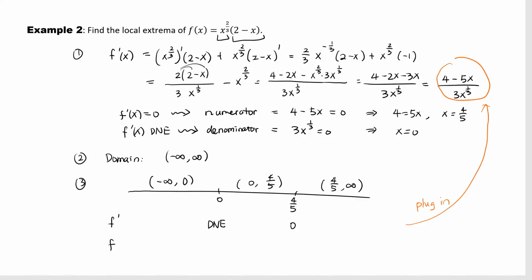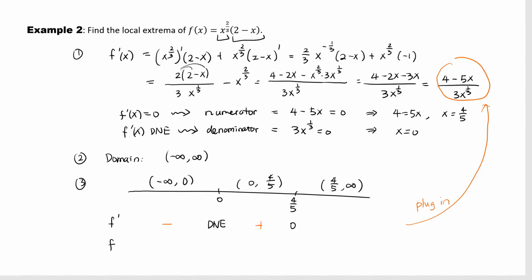Okay, what value is in the interval minus infinity to 0? -1. So let's pick it. 4 minus 5 times -1 is 4 plus 5, which is 9, so it's positive. But the denominator, the cube root of -1, is -1, so the answer is negative. Can you find a number between 0 and 4/5? Maybe 1/5, right? When we plug in 1/5, 4 minus 5 times 1/5 is 4 minus 1, which is 3, so positive. The denominator is also positive, so the answer is positive.